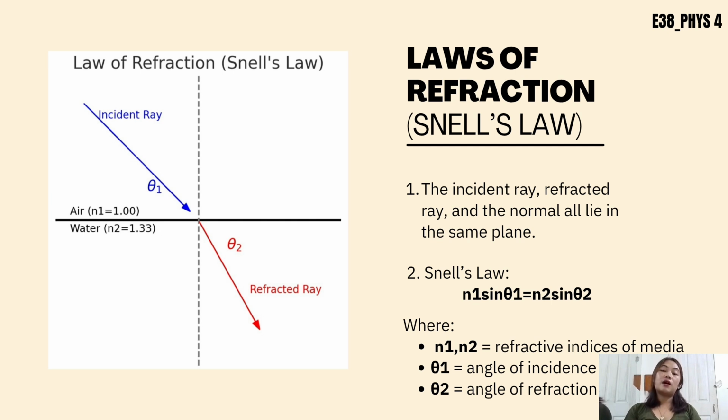Angle 1 is the angle of incidence in the first medium, while angle 2 is the angle of refraction in the second medium. For example, the bent pencil: if you put a pencil in a glass of water, the pencil appears to be bent or broken at the surface of the water. This is because the light rays coming from the underwater part of the pencil are refracting.